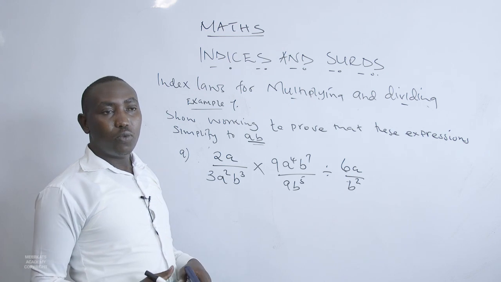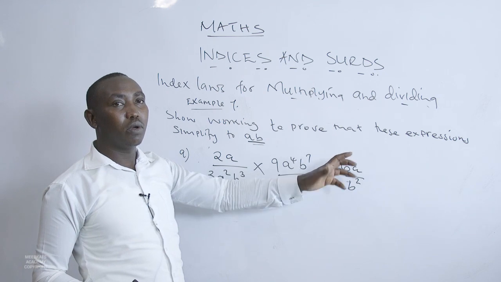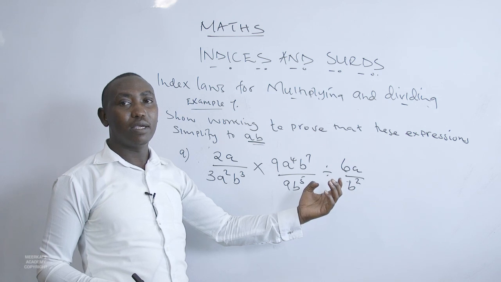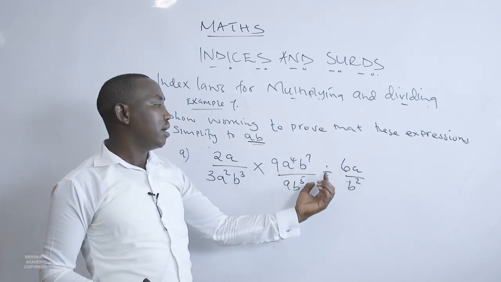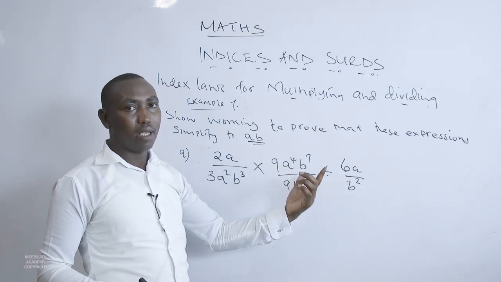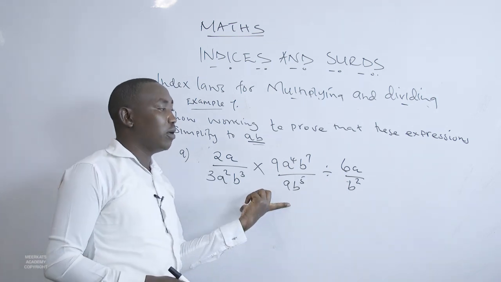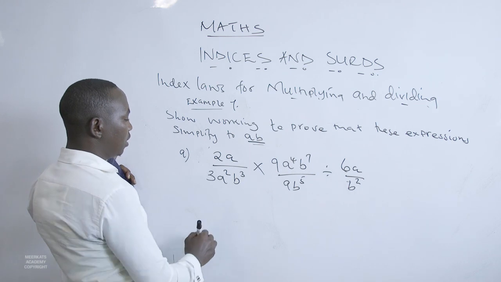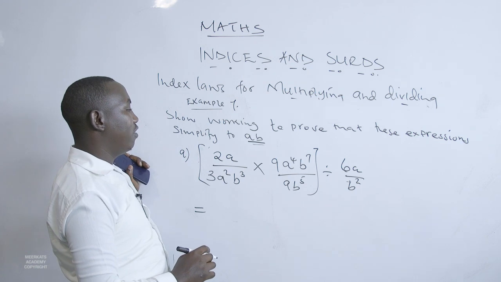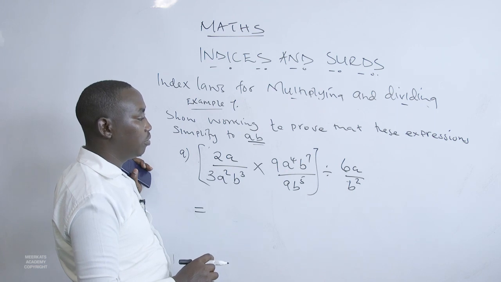So there are two ways of working out this one. The first way, we can decide to deal with this particular sign here, where we are having division, divided by 6a all over b squared, so that we multiply and we find the reciprocal. Or still, we can work out this part, then we proceed to the other side. So let's first work out this using the law of multiplication.